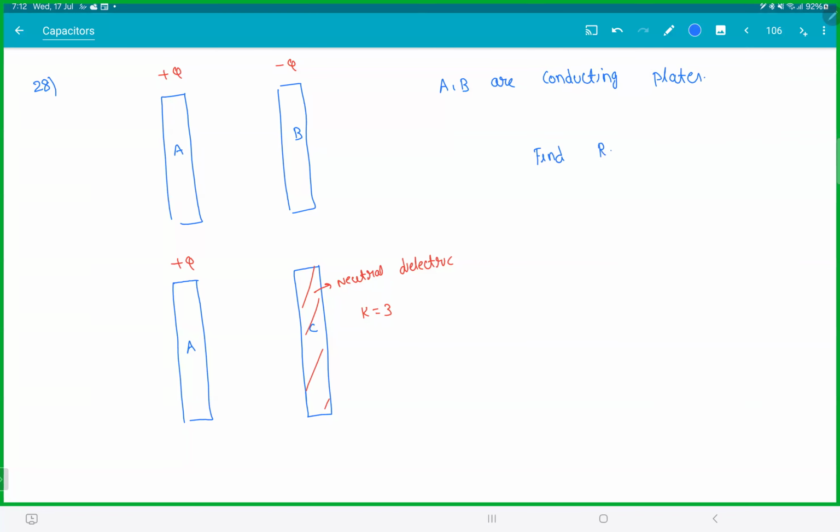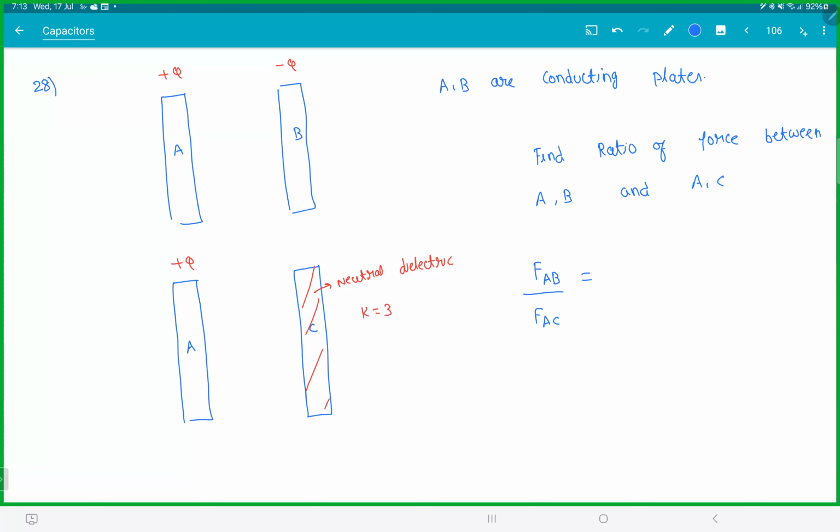Find the ratio of force between A and B and between A and C. So I want the ratio between force between AB by force between AC.